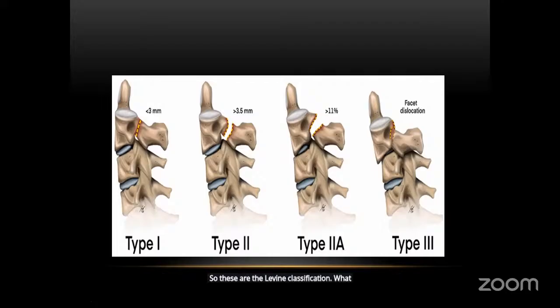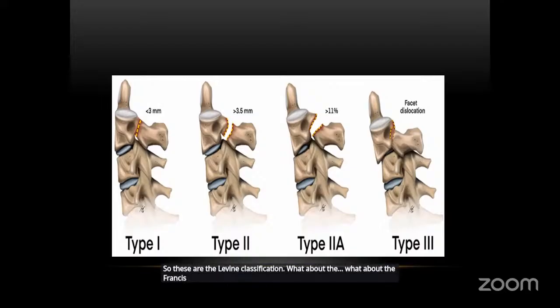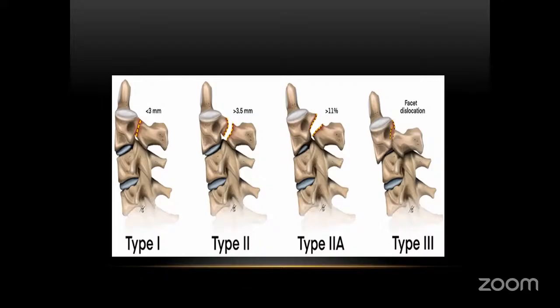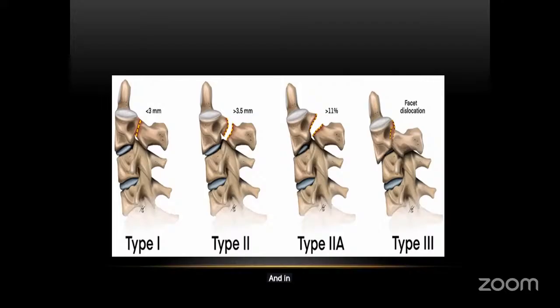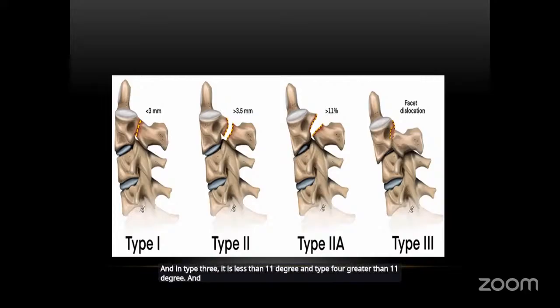What about the Francis grading? It's a grading, not a classification. It just tells the grading. So how many grades are there? Five, sir. What are those five grades? In grade 1 and grade 2, angulation is less than 11 degrees in grade 1 and greater than 11 degrees in grade 2, but in both displacement is less than 3.5 mm. In grade 3 it is less than 11 degrees, and grade 4 greater than 11 degrees, and in both grade 3 and grade 4 there is displacement greater than 3.5 mm.